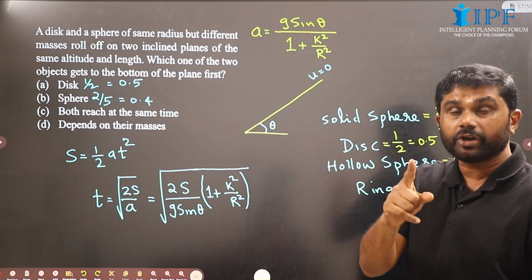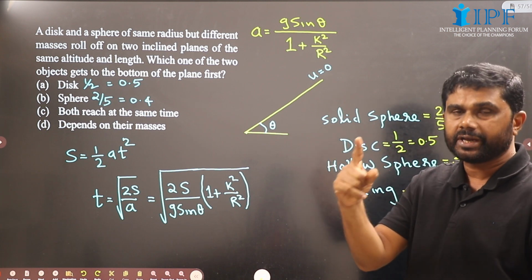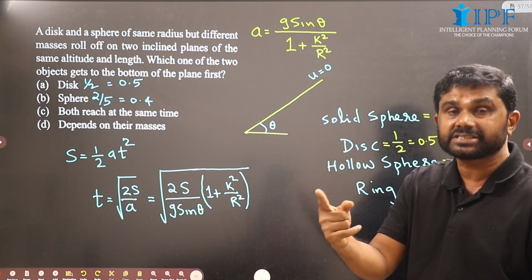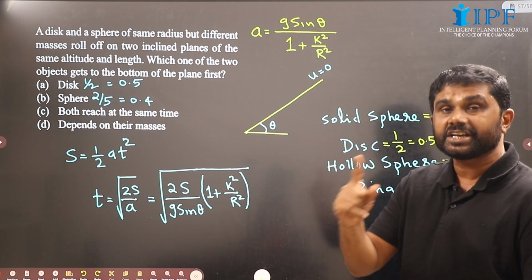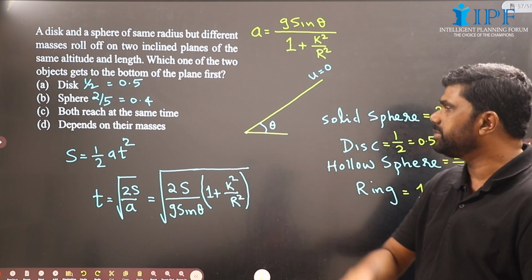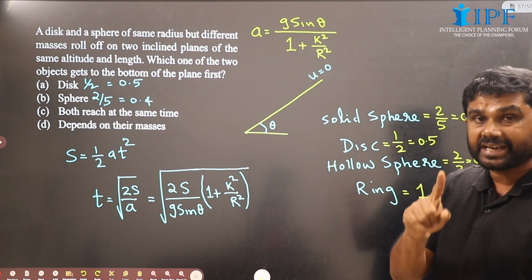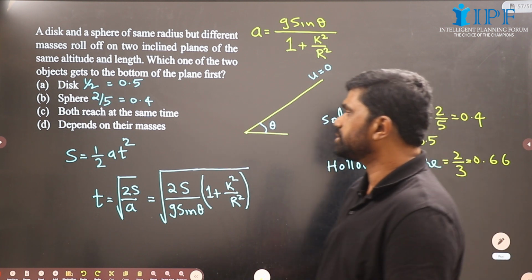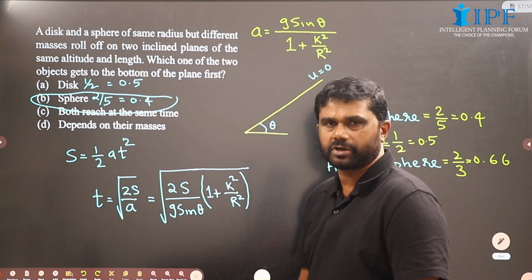So if k square by r square is minimum, acceleration is more. If k square by r square is more, acceleration will be less and time will be more. When k square by r square is smaller, acceleration will be more and time will be smaller. So the body with the smaller k square by r square will have smaller time. So the sphere will reach the bottom first, that is, the one with the smaller k square by r square.